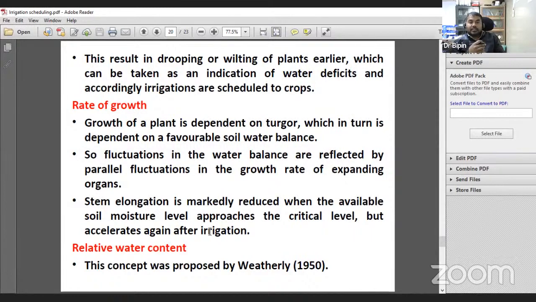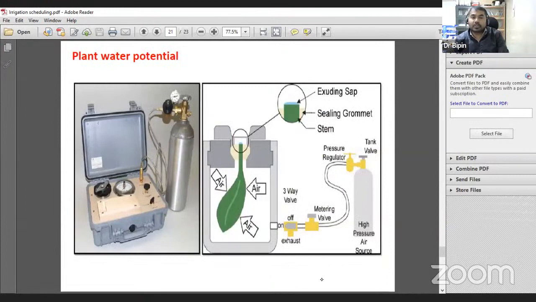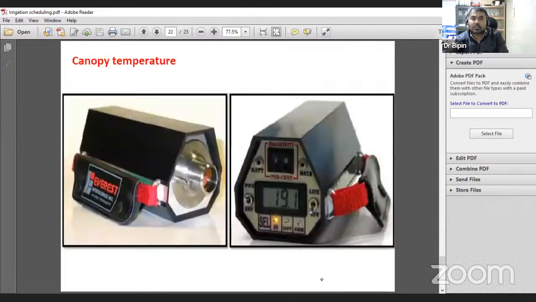Relative water content: by judging the relative water content in the leaf of your crops, you can assess whether the plant is under stress condition or in optimum condition. This concept was proposed by Weatherly in 1950. So this is the instrument through which you can calculate the relative water content. And even the canopy temperature can be measured using infrared radiation without touching the plants, just by seeing the variation. This is the infrared thermometer.